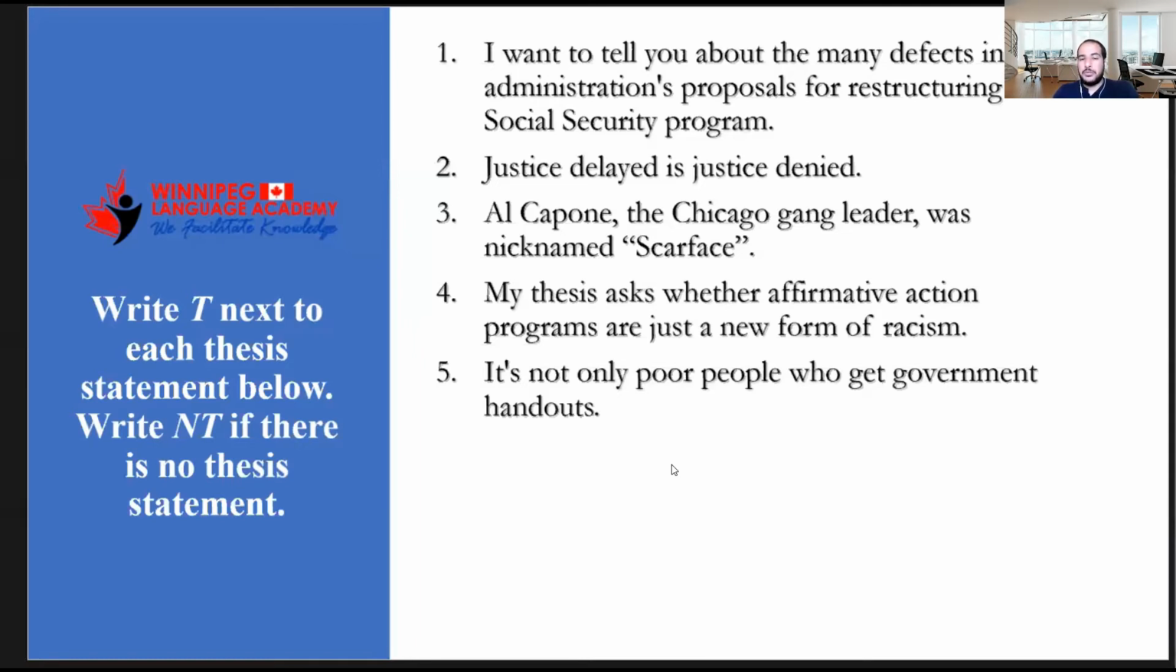It is not only poor people who get the government handouts, because you would be giving examples of other people who get support from the government, right? So in this case, that's fine. That's right. You can use it as a thesis statement. For number 5, does anyone here disagree that this could be a thesis statement?